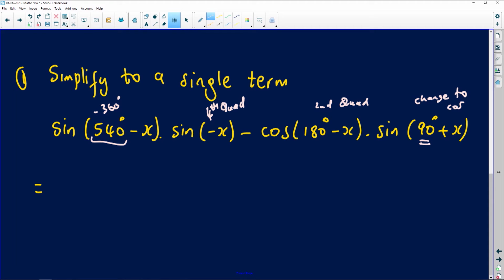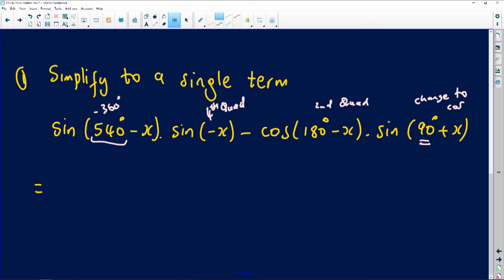So there's nothing wrong with you spending time. This is a question that could be worth 7 marks, right? So that means you've got over 7 minutes to think about it. There's nothing wrong with you looking at it and thinking about what you have in front of you and saying, okay, there's 90, there's 540, there's 180, there's negative x, what exactly does this mean to me? And thinking about what you're going to do before you even start actually simplifying those things.